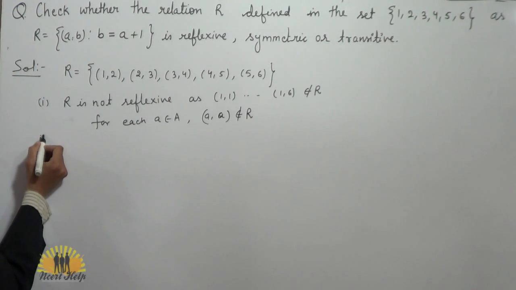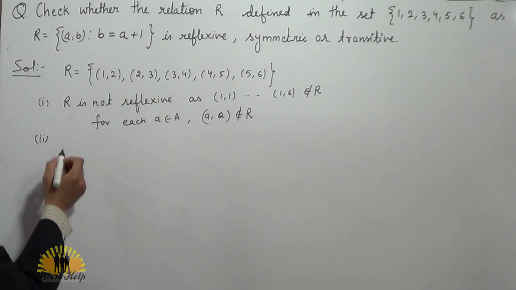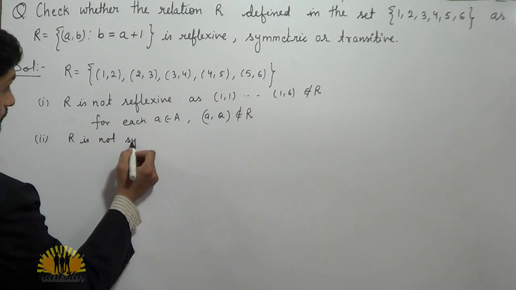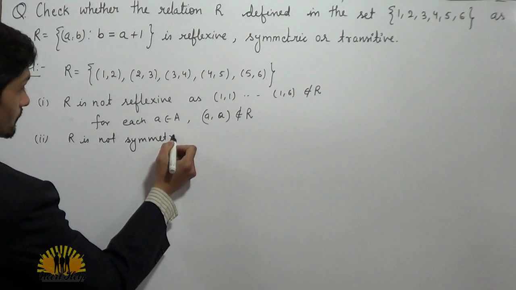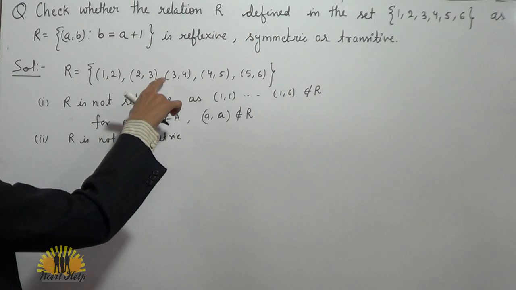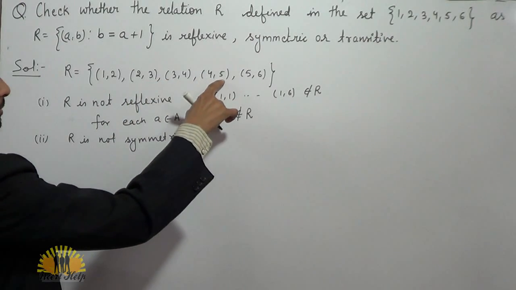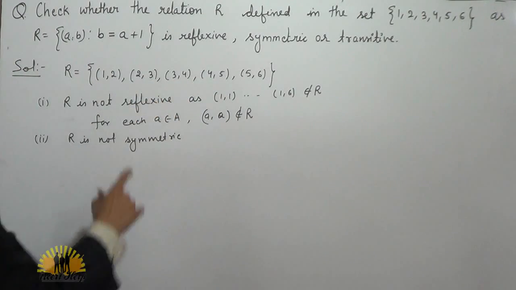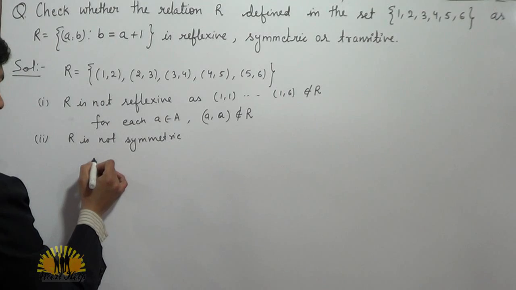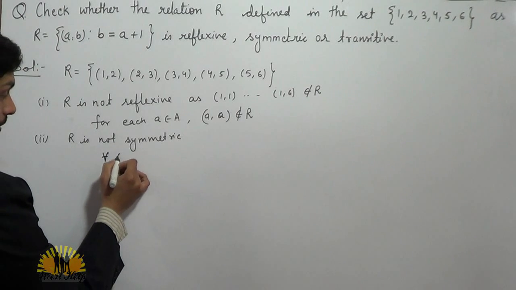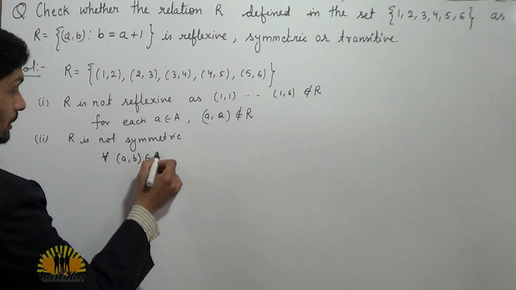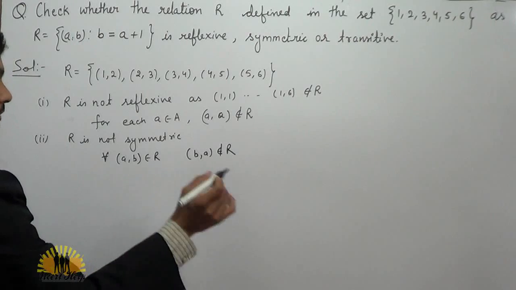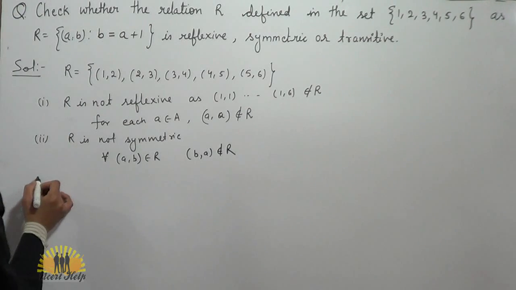Now check for symmetric. R is also not symmetric. Because you can see (3, 4) belongs to R, (4, 5) belongs to R, but its converse (4, 3) or (5, 4) or (3, 2) does not belong to R. For all (A, B) belonging to R, (B, A) does not belong to R. So R is not symmetric.